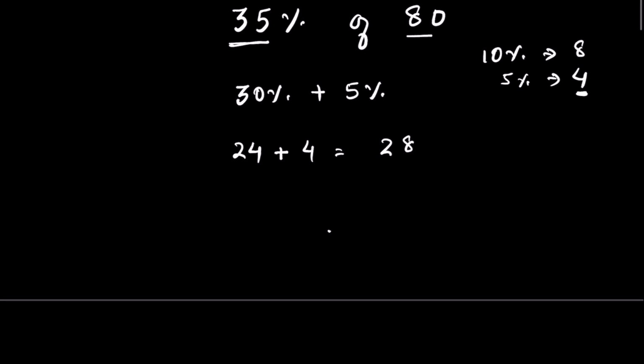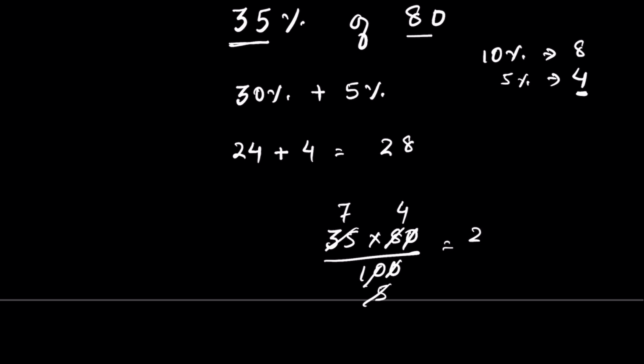Let's calculate 35 into 80 upon 100. 2 times 4 is 8, 2 times 5 is 10, 5 times 7 is 35. So 7 times 4 is 28.